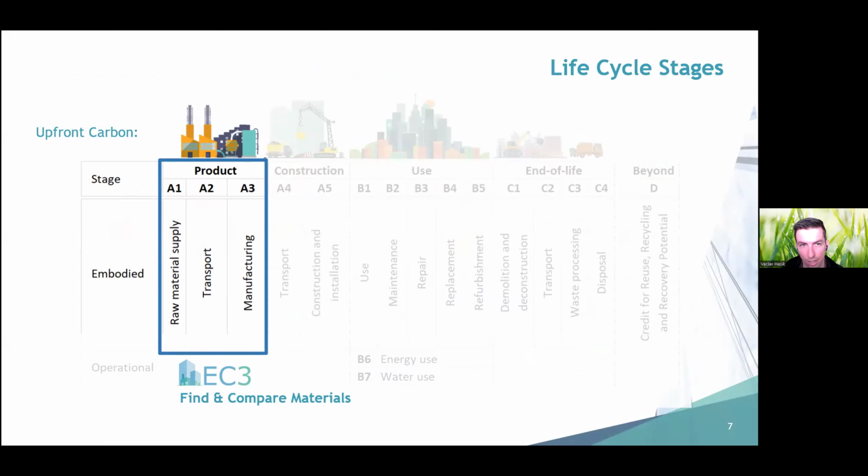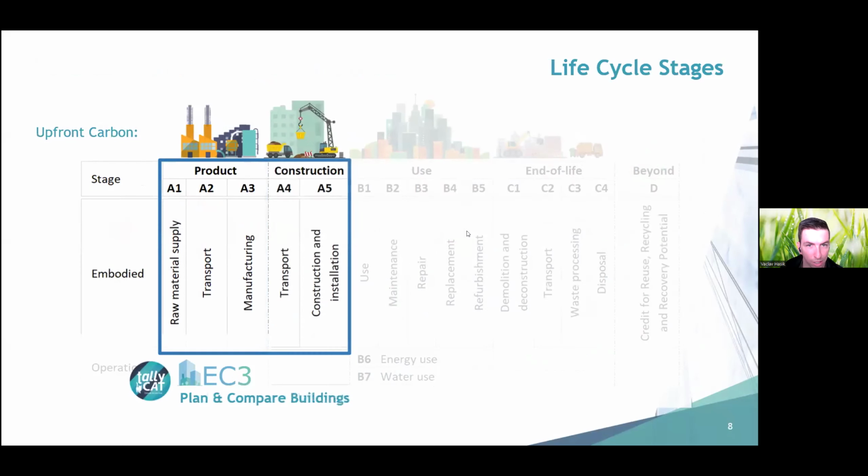The EC3 tool started with covering the production stages of the life cycle of a building, but it now also includes additional stages. So in its plan and compare buildings section, it can also help you assess the transportation and construction related impacts. But really the core of EC3 is, again, providing you with most specific data on the production impacts of materials from specific manufacturers, using specific supply chain scenarios, etc.